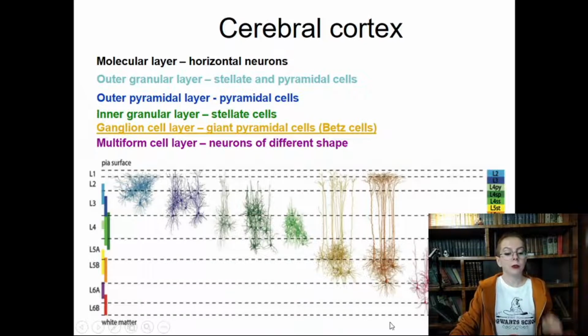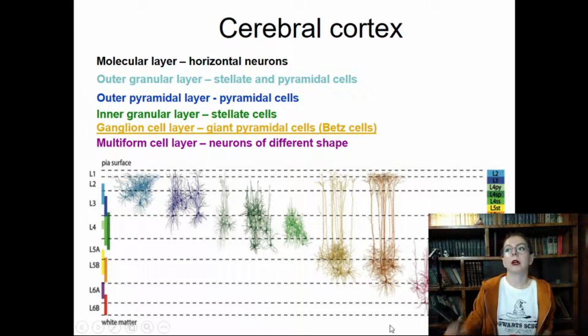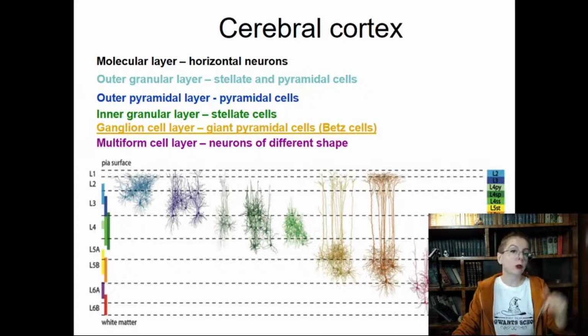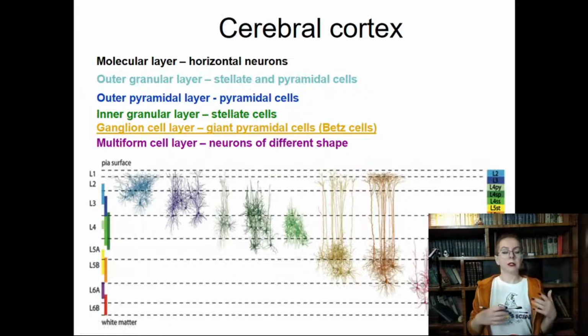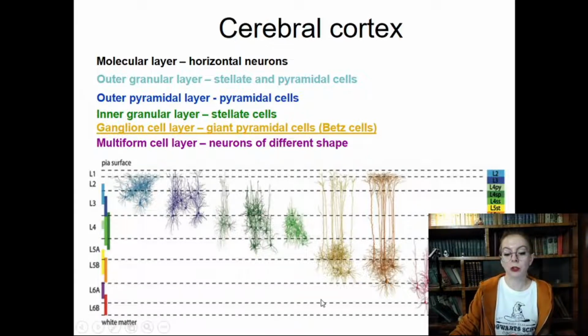And they have a very long axon, which is not shown in the diagram, and this axon is directed to the white matter, to the subcortical structures. So those neurons are motor, and they make the decisions, analyzing the information in our cortex. Then multiform cell layer is called so because it contains cells of different shape, multiple forms, multiple shapes. So multiform cell layer is the deepest one.